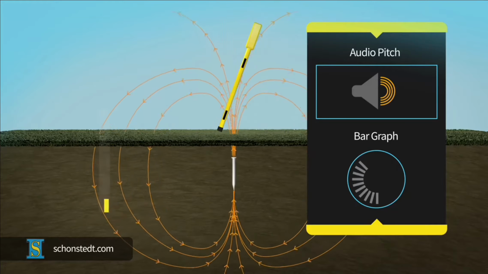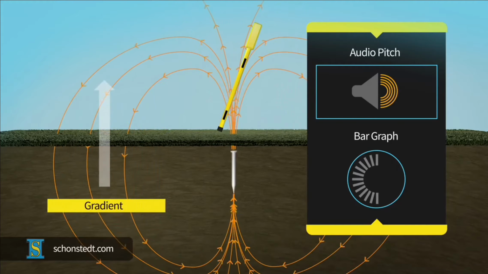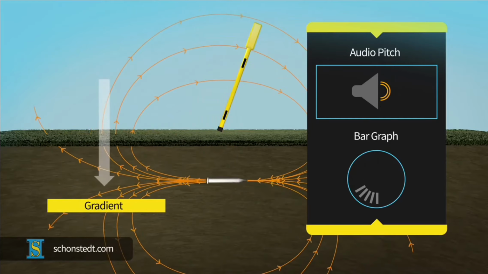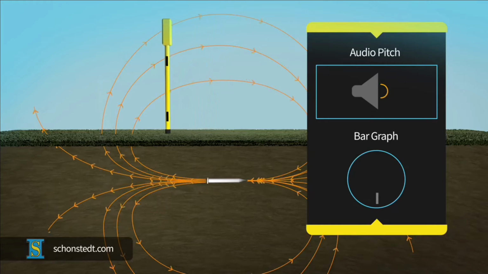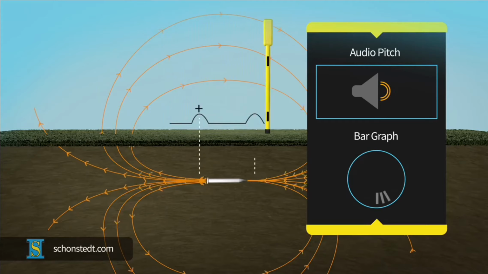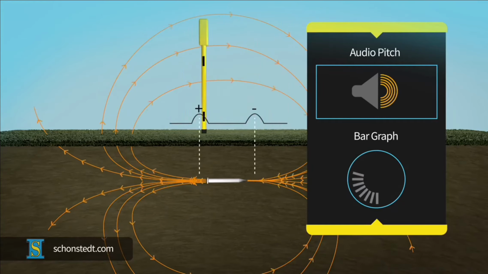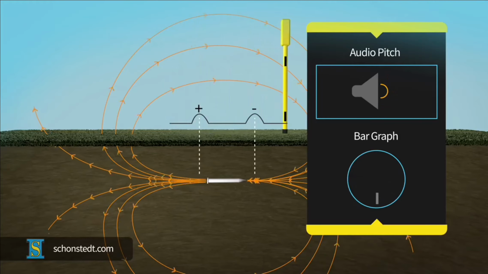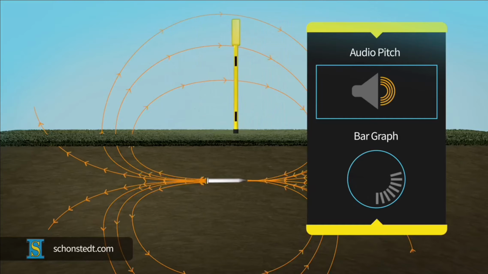The size of the buried object has an impact on the size of the magnetic field difference, or gradient. Likewise, the orientation of the buried object also has an effect on the size of the gradient detected. The same object oriented vertically will generally produce a larger difference. Some Schonstedt locators also indicate polarity, which can be useful in determining if the target is oriented vertically or horizontally. This is accomplished by observing the polarity change at each end.